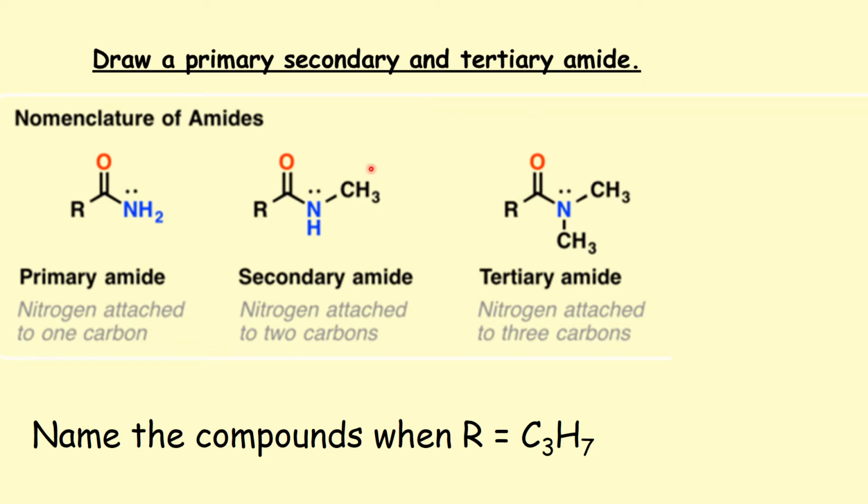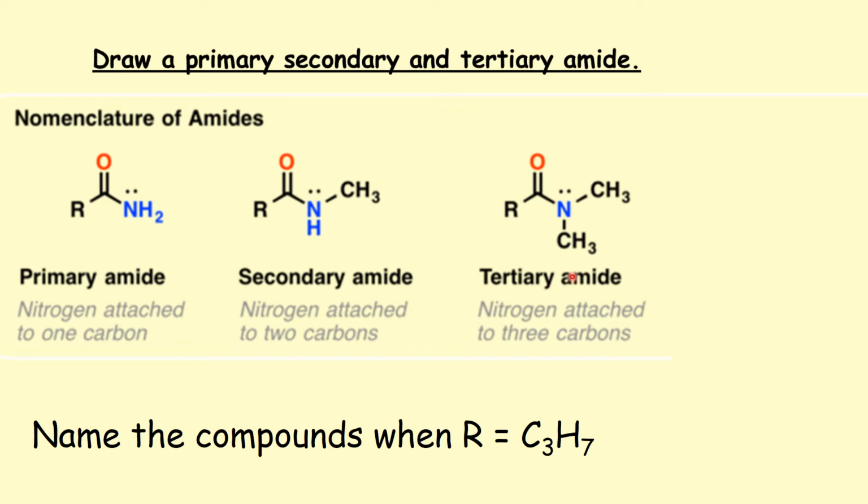This structure is going to be N-methyl N-butanoyl amide. Now we've got a tertiary amide where all the hydrogens are replaced and are now attached to carbon atoms. So all 3 bonds on nitrogen are attached to carbon atoms.